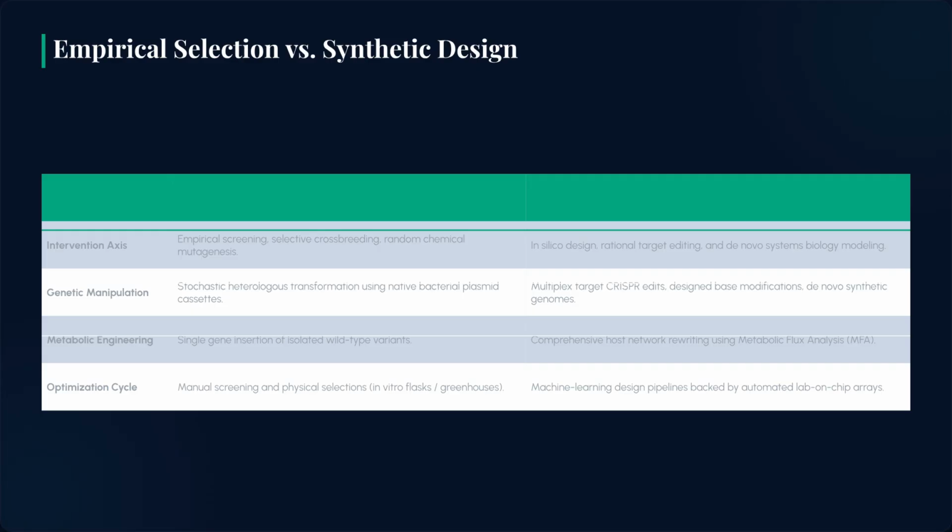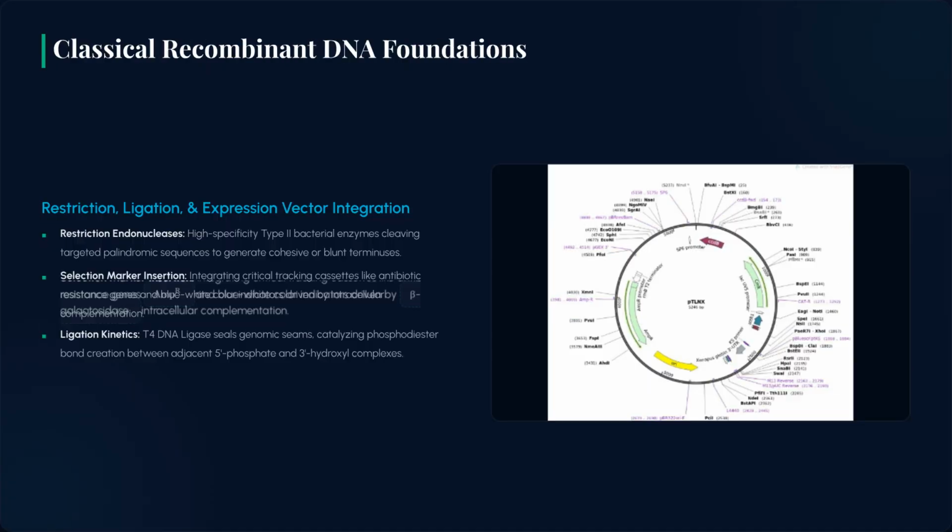The shift from empirical selection to synthetic design represents a leap in precision. Synthetic design uses in silico modeling and rational target editing for genetic manipulation, metabolic engineering, and optimization cycles, moving beyond stochastic methods. Classical recombinant DNA foundations rely on restriction endonucleases for cutting DNA, selection markers for tracking, and ligation kinetics for sealing genomic seams. These techniques are fundamental for constructing expression vectors.